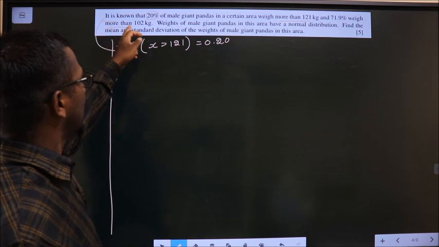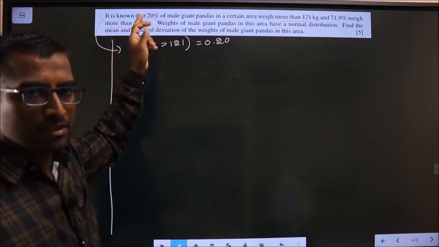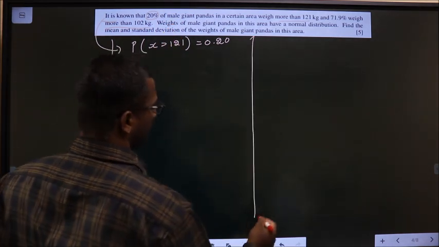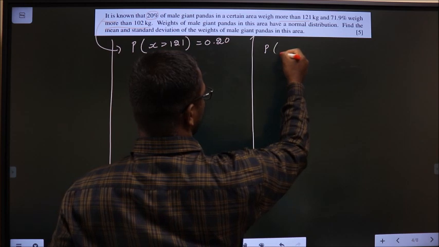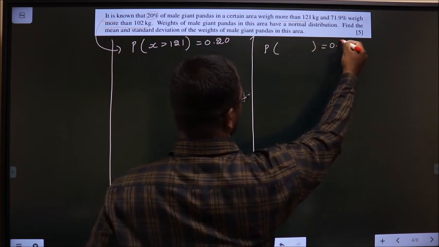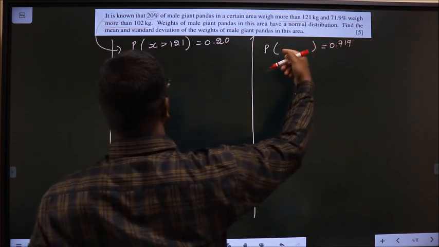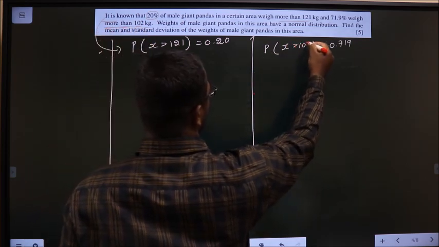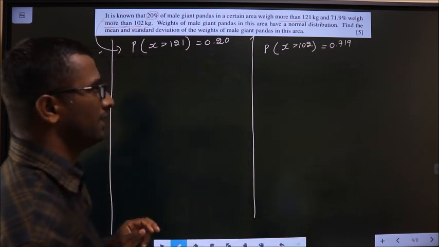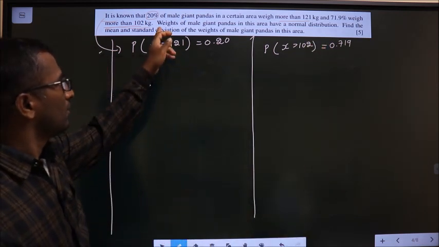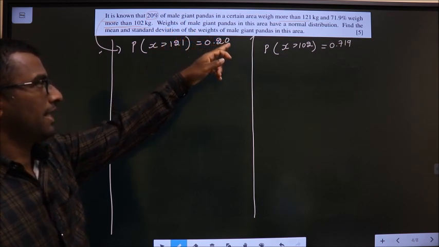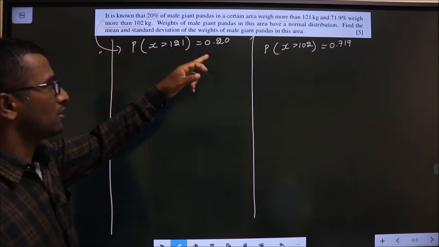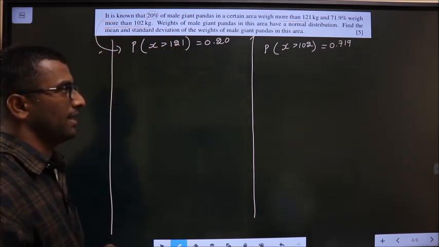And 71.9% weigh more than 102. So let us convert this also into a mathematical equation. So here also 71.9% is nothing but probability. So that is 0.719. And what condition will I get here? More than 102. So x greater than 102. Clear? Let's continue. Weights of male giant pandas in this area have a normal distribution. Find the mean and standard deviation of weights of male giant pandas in this area.